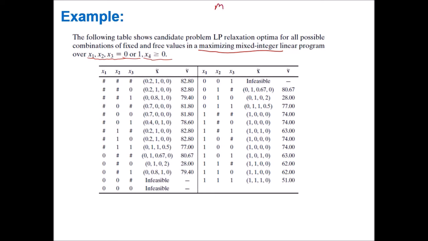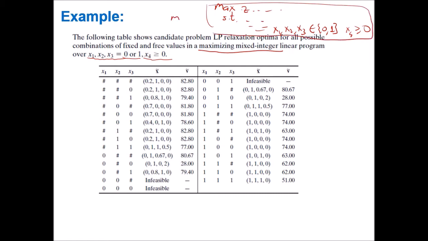So we have a problem which is maximization of something. We don't know what it is. We have some constraints. We don't know these constraints. But we only know that x1, x2, and x3 are binary decision variables, and x4 is a continuous decision variable. We have such a mixed integer programming formulation, and we want to solve this using the branch and bound algorithm. For this, we are provided with such a table. So what does this table show us?